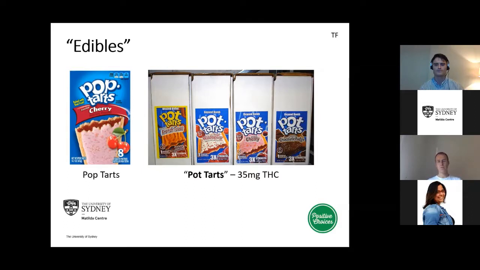And one of the major risks of these edible products is accidental overdose. If we look in Colorado, which was an early state to legalize cannabis, what we can see is that 50% of all admissions to pediatric hospital for cannabis were due to edible products. Bearing in mind that these represented around 20% of all sales, it's really disproportionately high. And so there's a real risk with edible products that you might have accidental ingestion by children, adolescents, and even pets.